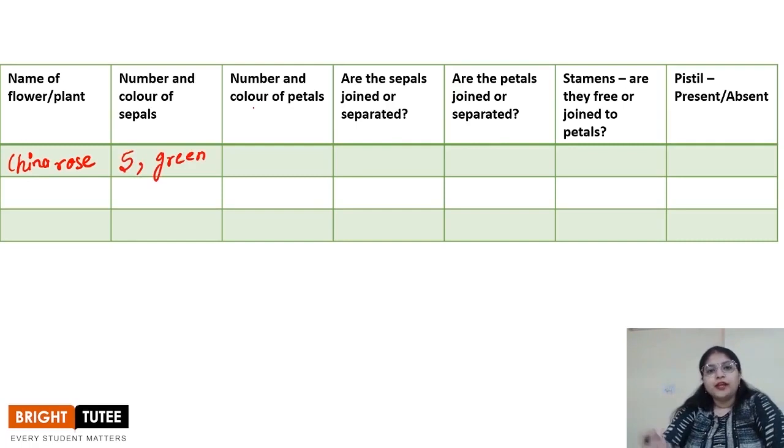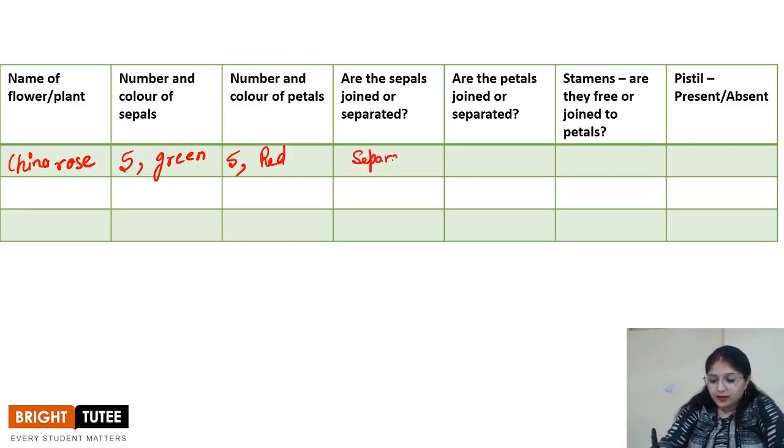Suppose you've taken a red colored China rose, in that also the petals are usually 5, right? And the color is, let's say, red. The flower that you've taken is red in color. Are the sepals joined or separated? So you know the sepals are what? These are separated, right? So you can easily pluck them out.